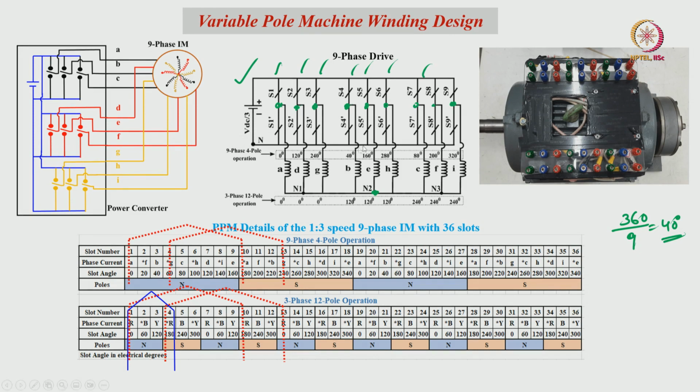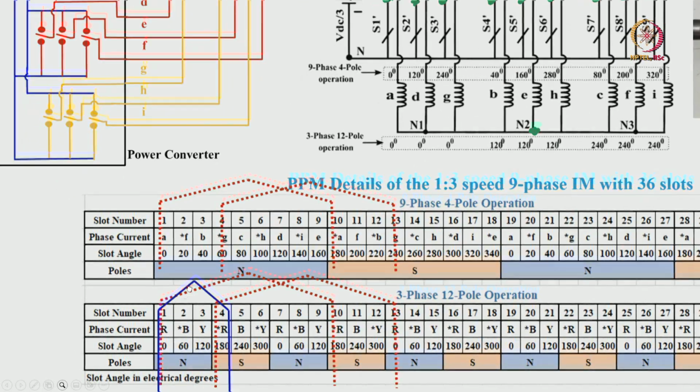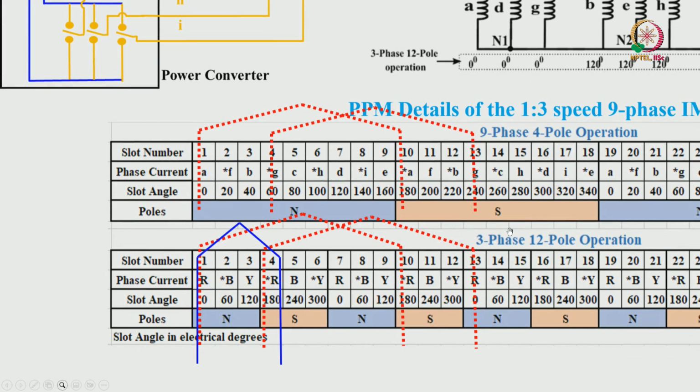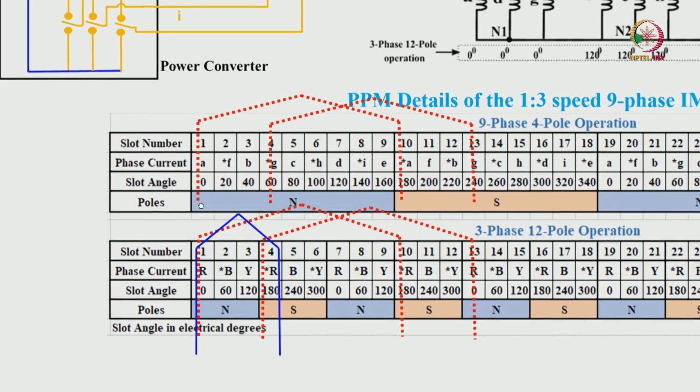And as per the winding table, we can see the conductors placed for 9 phase 4 pole operation and 3 phase 12 pole operation. We need not change any winding connections, and the poles will form accordingly with respect to the excitation. Here the windings are connected from first slot to 10th slot, and 13th slot and 4th slot, 4th slot to 19th slot conductors are connected. This is first coil and this is second coil.